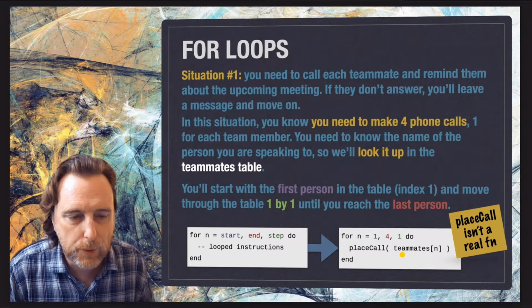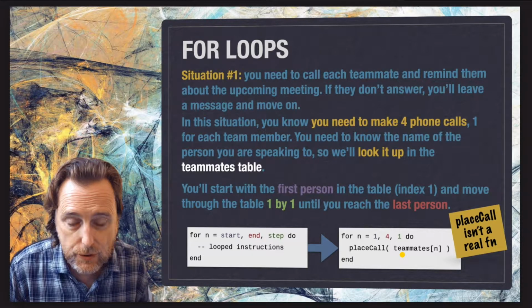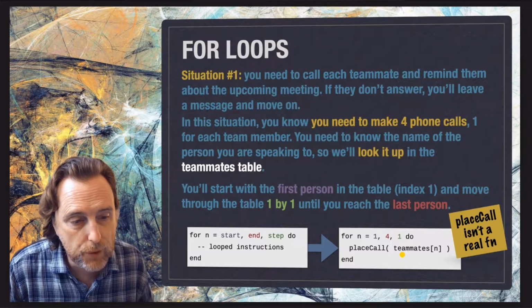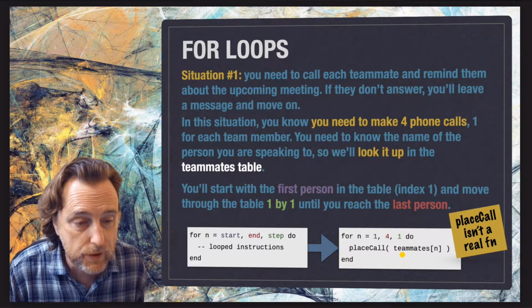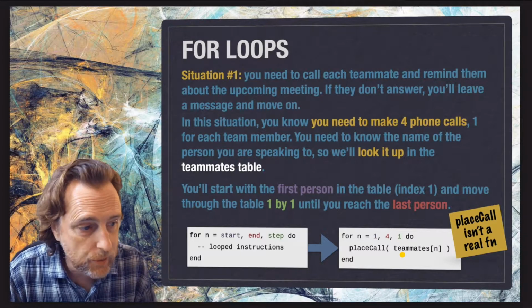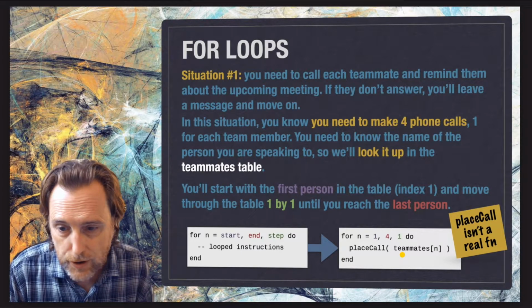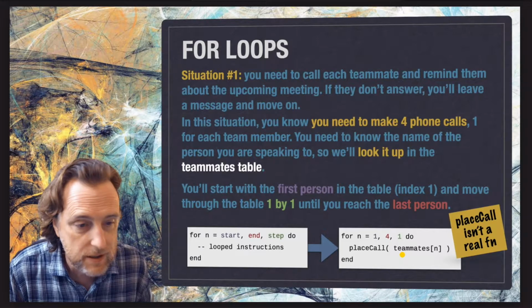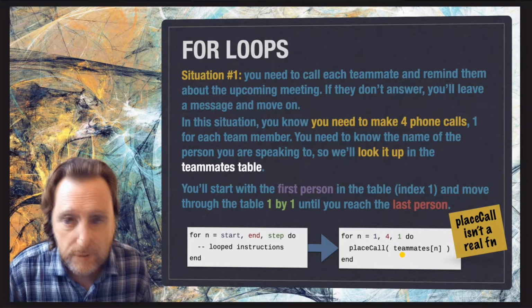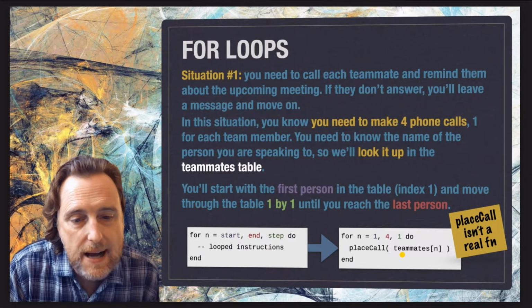Okay, why is it a for loop? This is a for loop because your job is to call everyone. If they answer the phone, you'll remind them. If they don't answer the phone, you'll leave a voicemail. Either way, you start with the first person in the list and you work your way down to the last person in the list, and then you're done. The easiest possible scenario. So what does a for loop look like syntactically?